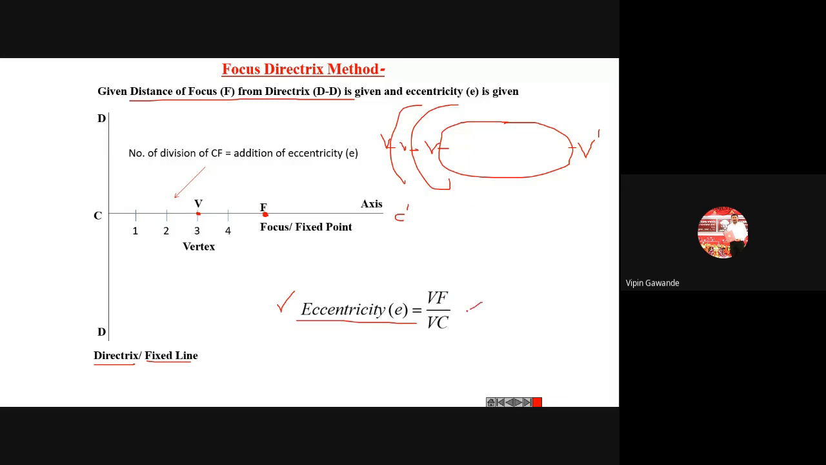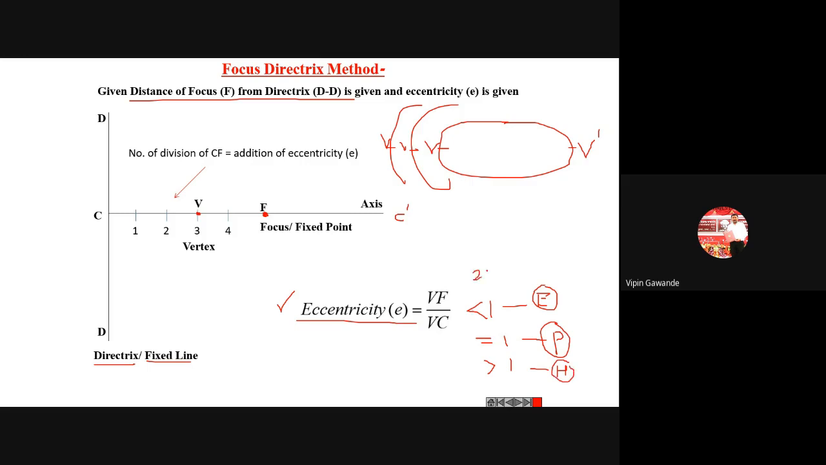Now based on this ratio, we can identify which type of curve we have to draw. If VF upon VC is less than 1, we have to construct the ellipse. If it is equal to 1, then we have to draw the parabola. And if it is greater than 1, we have to draw the hyperbola. Okay, so you have to remember that. This is a very important concept. Eccentricity is defined as the distance of the focus from the vertex VF divided by the distance of the vertex from the directrix VC. Based on its value, if it is less than 1, we construct the ellipse. If it is equal to 1, VF is equal to VC, then we construct the parabola. And if it is greater than 1, we construct the hyperbola.